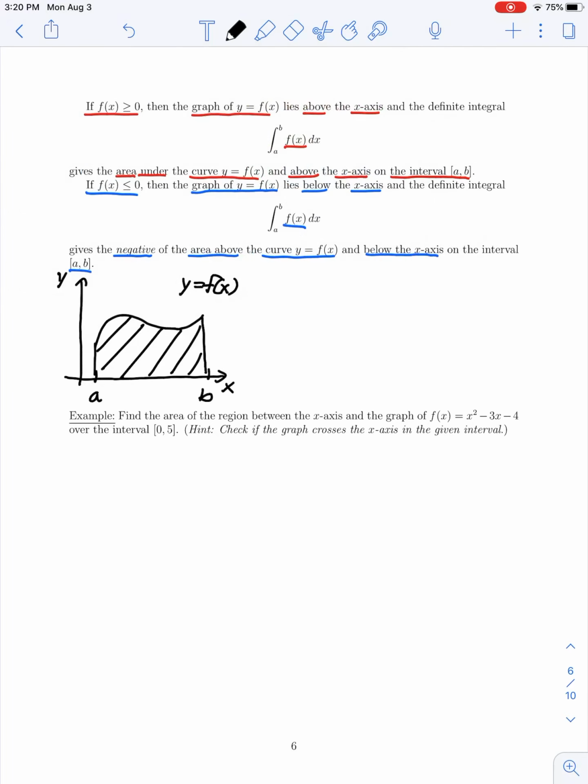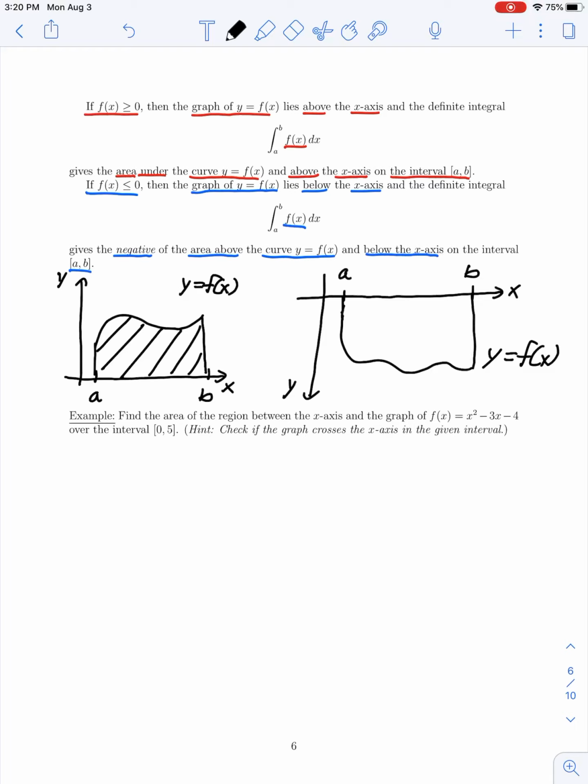So to visualize this, let's suppose that we have some function y equals f of x whose values are negative, so that our curve lies below the x-axis. And then we have that function defined on some interval from a to b. So the definite integral in this case gives the negative of the area that lies below the x-axis and above the curve, which is our function.